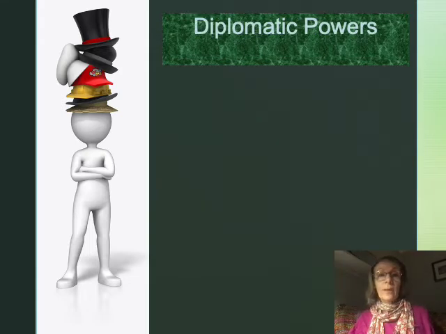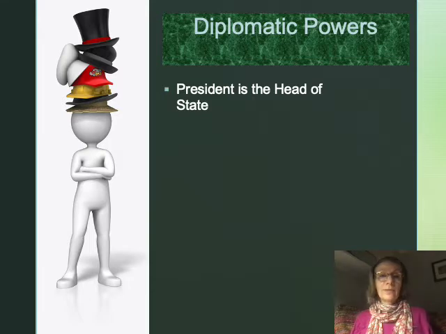Okay, so let's talk about the diplomatic powers of the president. Oftentimes, the President of the United States is referred to as the head of state. Well, what does that mean? Well, what that means is that we have many countries in the world, and each of those countries has a person that represents that country on the world stage. And for the United States, that person is the President of the United States.